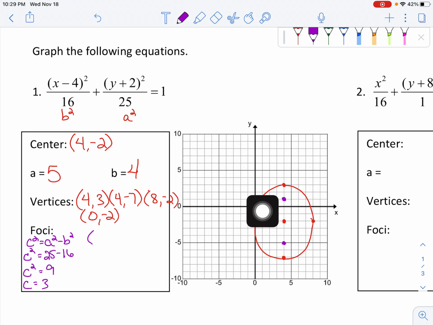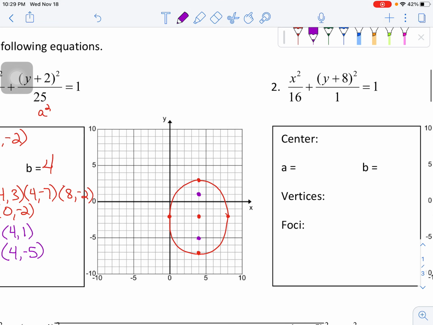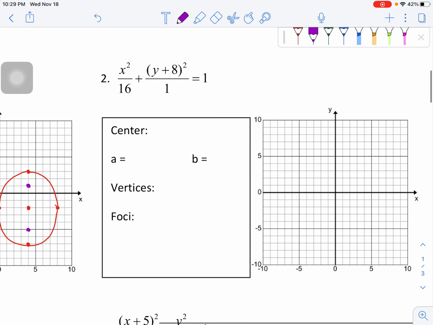And what I'm going to ask you guys to do is actually identify what those points are. So from the center, we added 3 to our y value, and then we subtracted 3 from our y value to get those 2 foci. So we've got 4, +1, and we would have 4, -5. All right. So that is how you graph an ellipse. Now this particular ellipse was, again, more elongated vertically than it was horizontally.